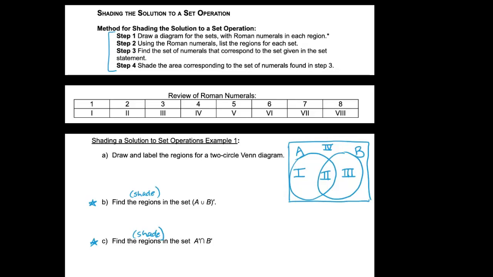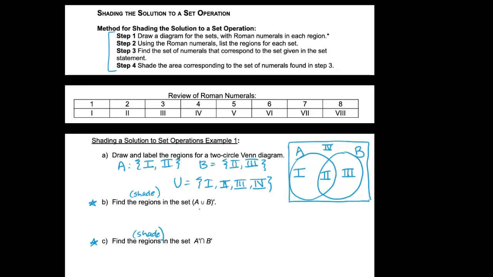Another thing that can be helpful is to write down what Roman numerals are in set A. Set A contains Roman numerals 1 and 2. Set B contains Roman numerals 2 and 3. And then the universal set is Roman numerals 1, 2, 3, and 4. So those are all the Roman numerals in the entire picture, and you can use this to do basically any type of problem with set operations where you have two sets.